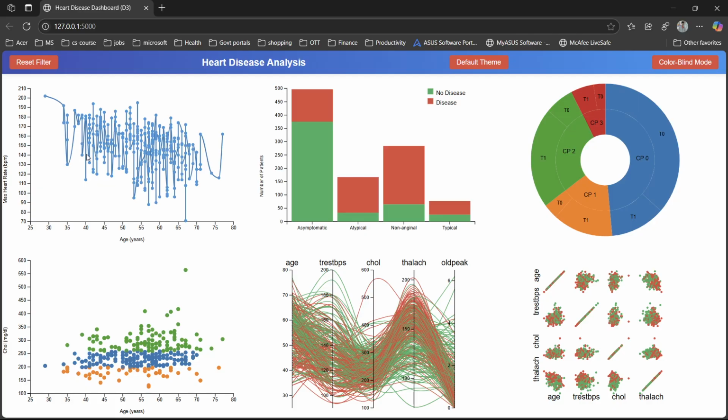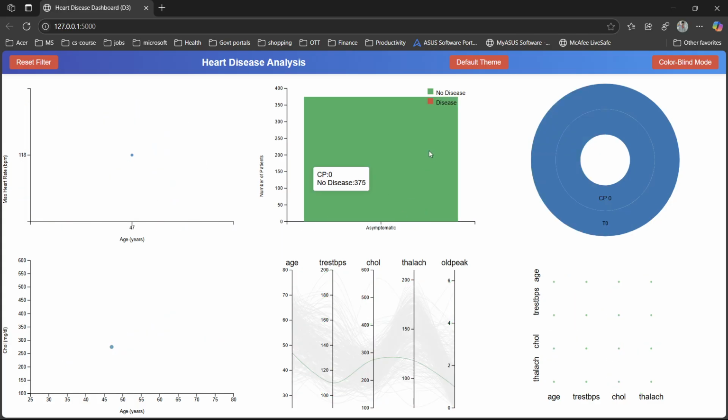For interactivity, we added a hover function where you can see the age and the heart rate of a particular point by hovering over it, like this. And you can also click on a specific point, which filters the entire dashboard to that patient's data, syncing all other visuals, like this.